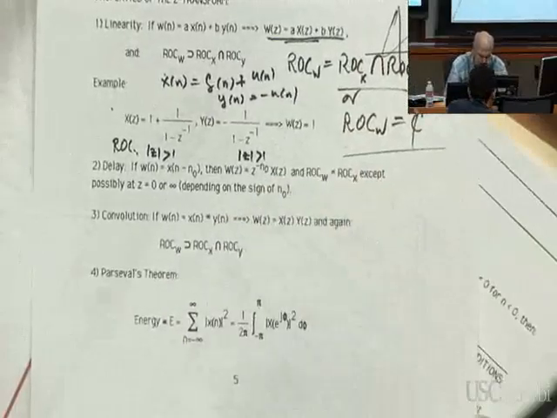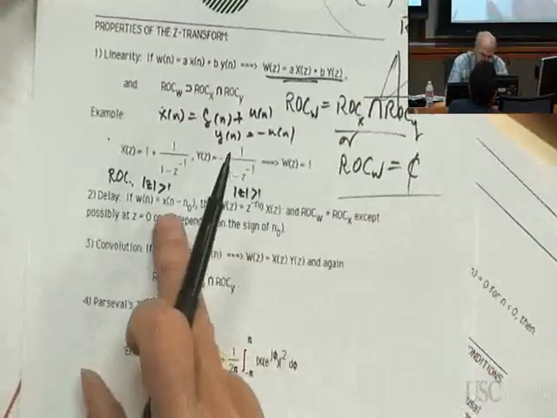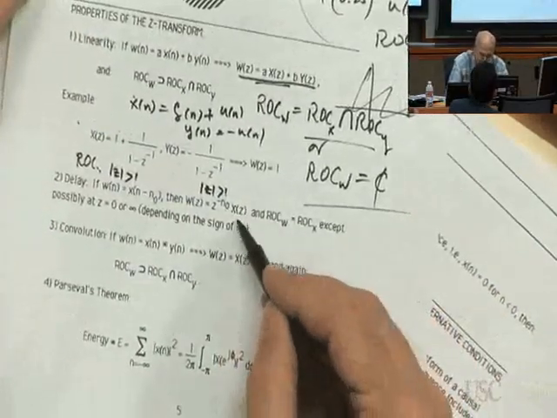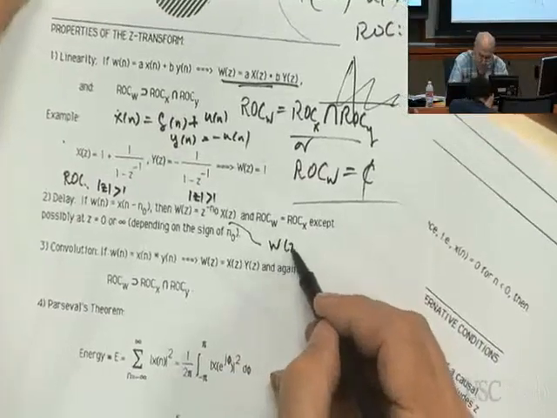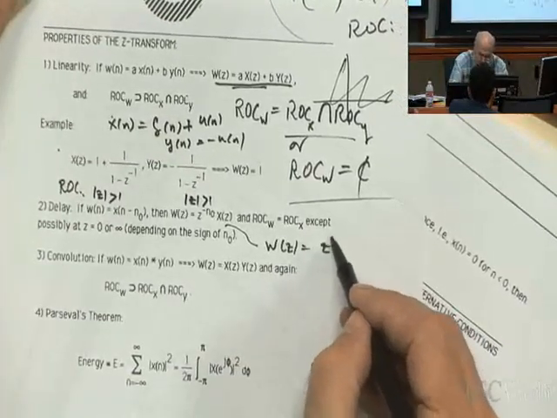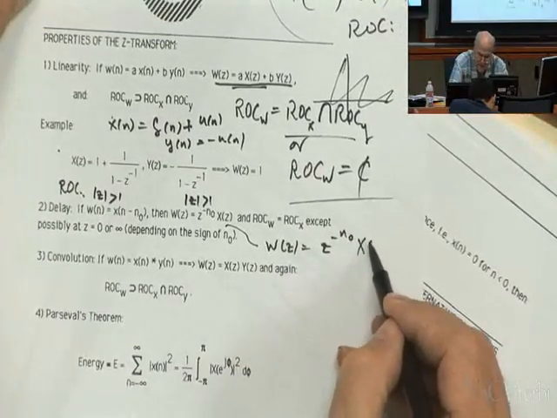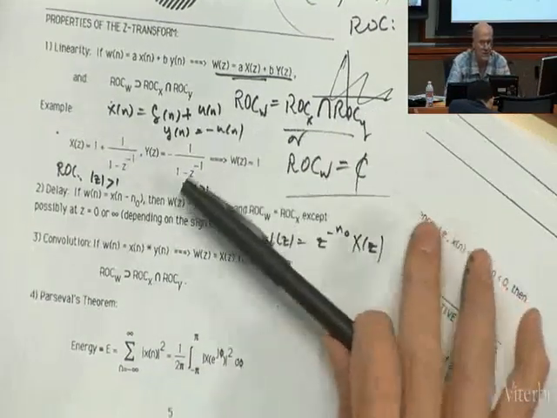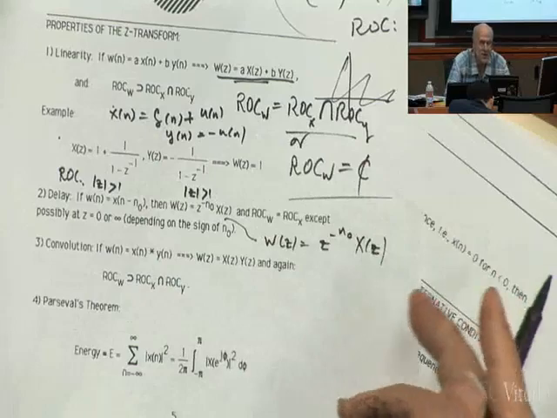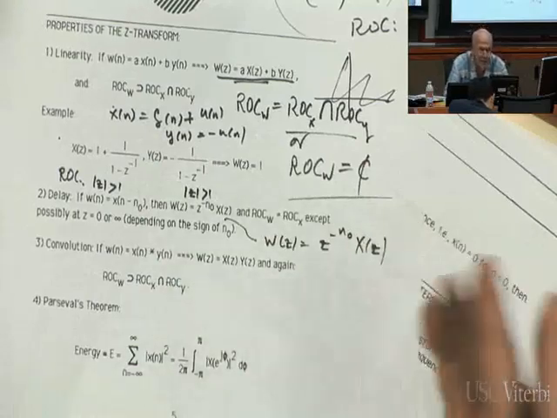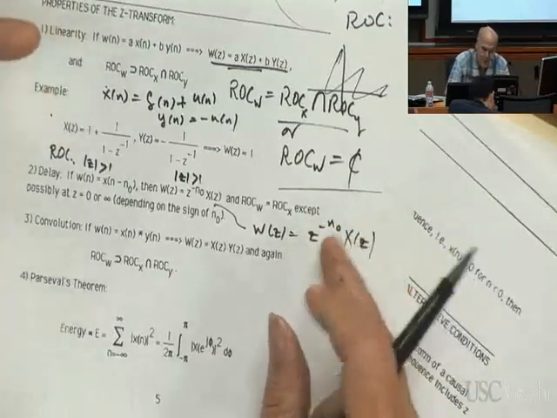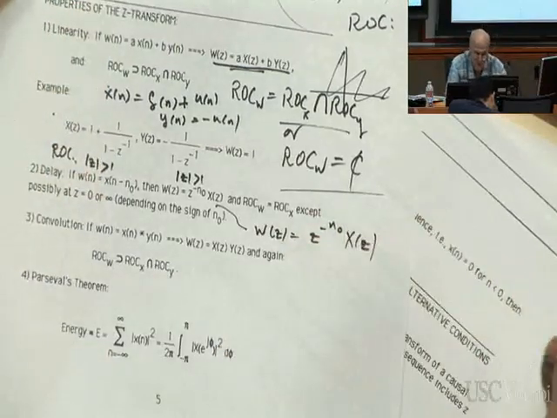Delay, again, very simple. As it turns out, if w of n is x of n minus n naught, then w of z is equal to z to the minus n naught times X of z. It's just like it was for the DTFT when we introduced a time shift. We got e to the minus j omega n naught times the DTFT. Well, here it's instead of e to the j omega, it's z. Okay, so that's no surprise.